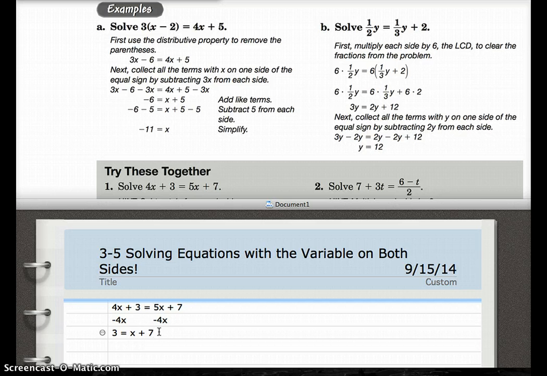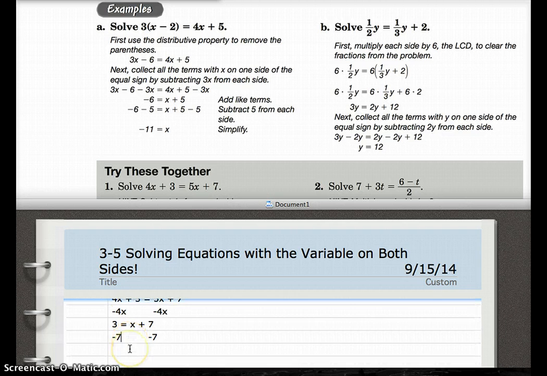So we can go ahead and do the next line, to try and get x by itself. We need to do the opposite of adding 7, which is subtracting 7. So we'll subtract 7 from both sides. First over here, and then over here. And you have 3 minus 7, which is negative 4, equals x. So if you got negative 4 equals x, you got this answer correct.